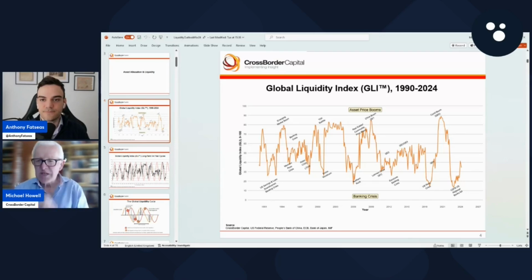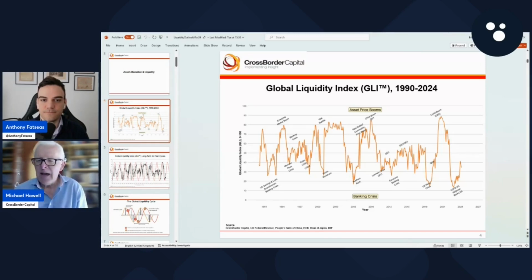And at the top of the cycle, you see asset price booms. And at the trough of the cycle, you see banking crises. And everything is sort of unfolding as we would expect. You've had your banking crisis back about a year and a bit ago, when we're talking about the regional banking crisis in America, CSFB, the UK gilt crisis, etc. And we're now moving up. There's been a little bit of a downtick in liquidity in the last month for many of the reasons that I cited.